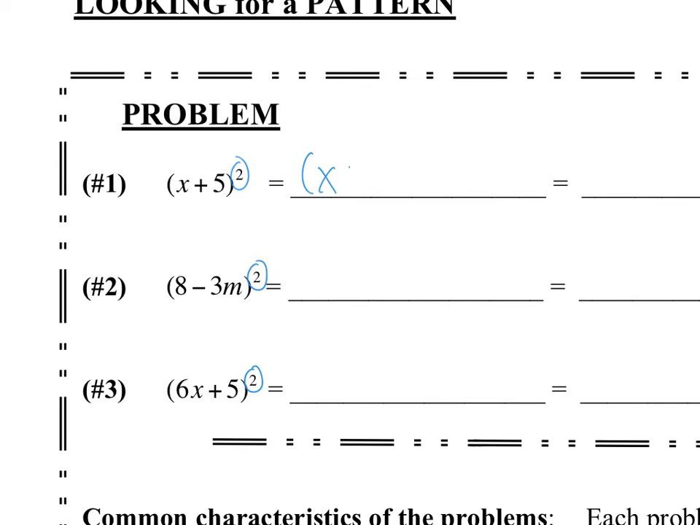So I'm going to go like this. We're going to do x plus 5 times x plus 5. And then we're going to do 8 minus 3m times 8 minus 3m. That was really sloppy. I'm going to fix that.